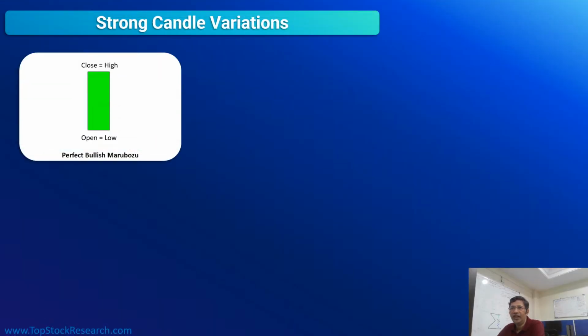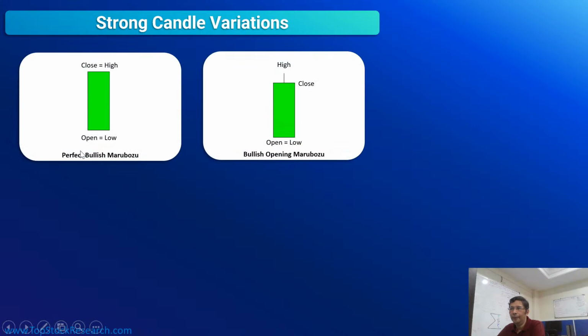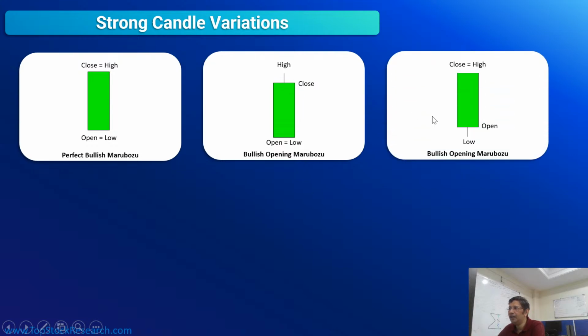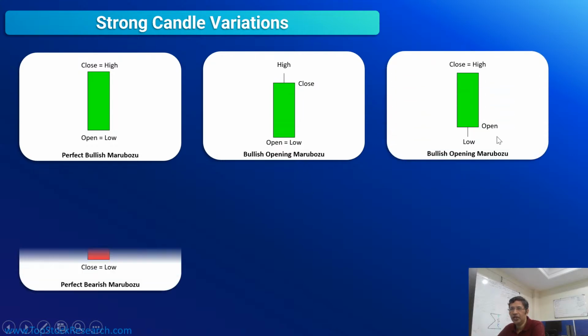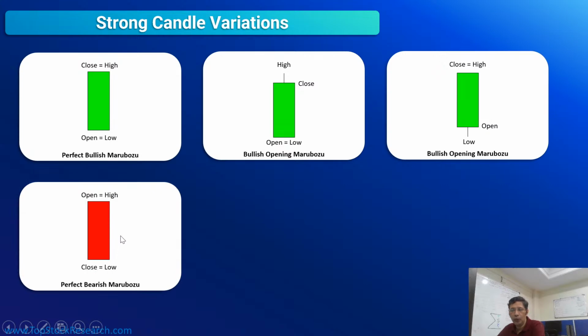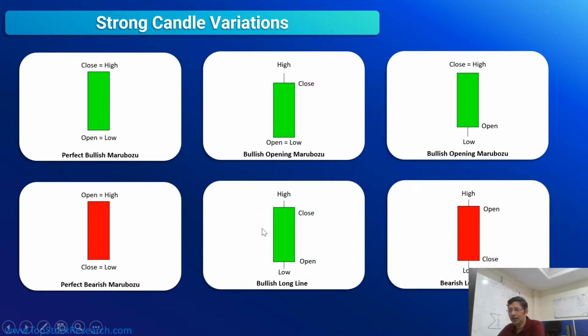Then what are the variations of it? Open is equal to low, and it moved only in one direction, or moved in one direction with a small wick up there, a small wick down, the third variation. The fourth one is just the opposite of it, which is a red candle: open is equal to high and close is equal to low. And the other variations, right? Apart from that, there can be another variation where the wick can be on upper and lower, but it is a very long candle with very small wicks.